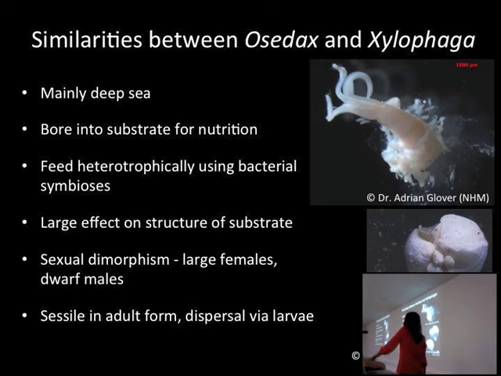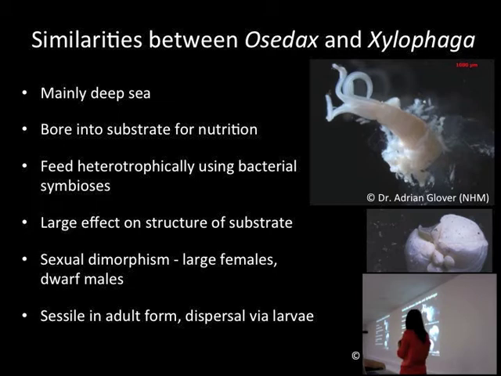Similar to the xylophaga here, you can see the little male sitting on her back. Same thing. They just stay there until they run out of energy, giving her sperm, and then they die. And she gets new ones. If only it was like that in real life.